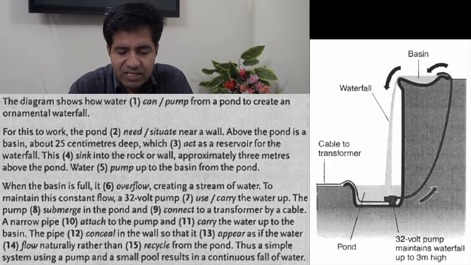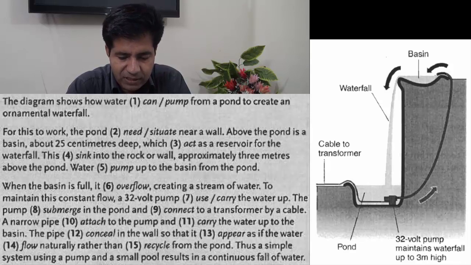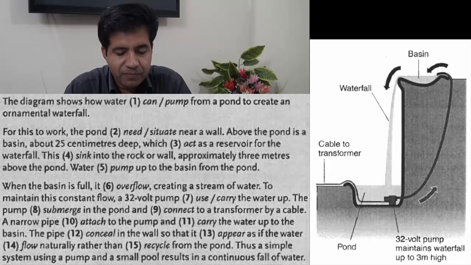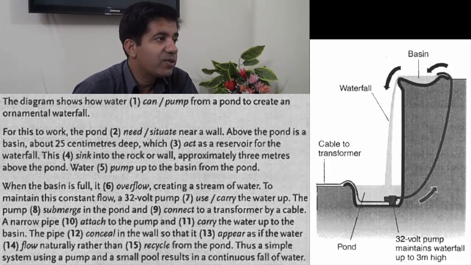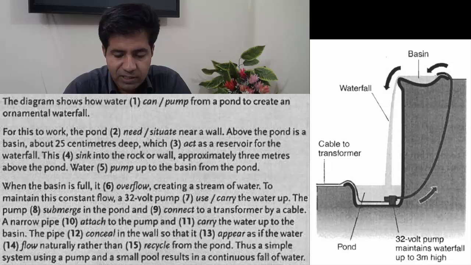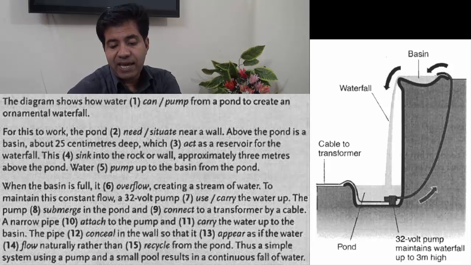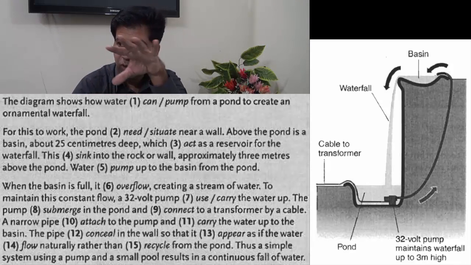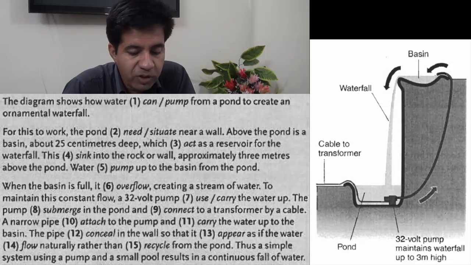And it carries the water up to the basin. Okay, carries the water up to the basin. The pipe is concealed. That's right. The pipe is concealed in the wall so that it appears as if the water flows naturally. Now you can say it appears as if the water is flowing, because the flow of the water here is a continuous process. The water is flowing.